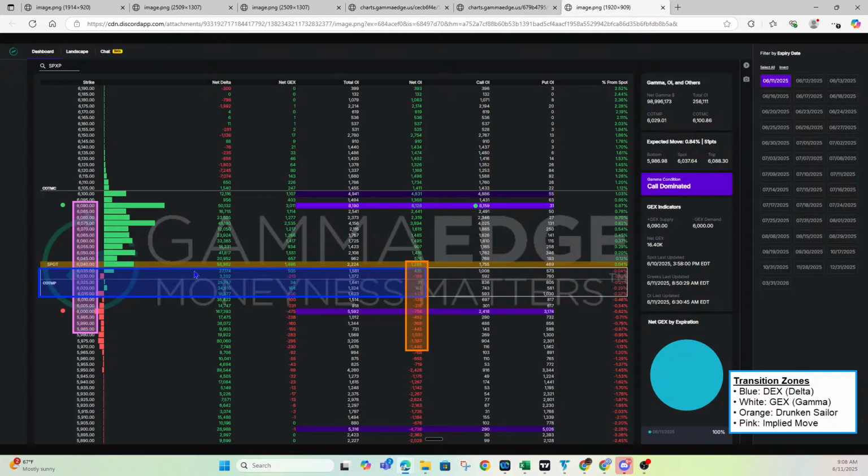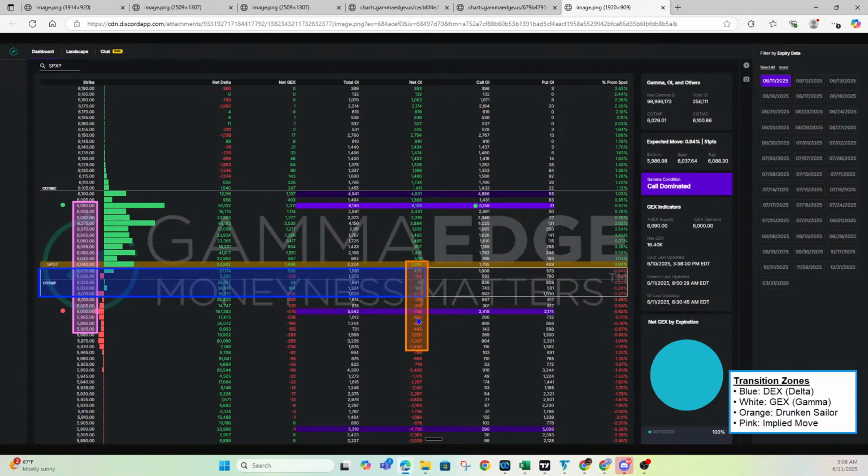we need to stay above to remain extremely bullish and look for opportunities to get involved on the long side on pullbacks. And then once we get below transition, not necessarily would we be risk off, but we'd be slightly more cautious for a pullback down towards the 6,000 level, or possibly even the bottom of what we call the drunken sailor range, which is this orange.